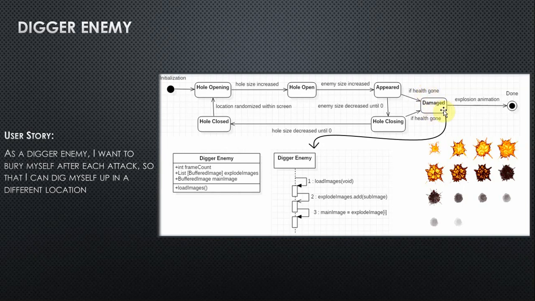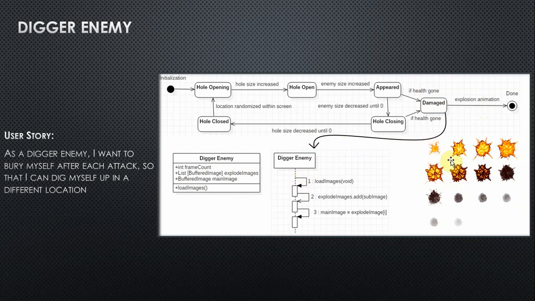And at that point, we will do the explosion animation, which is another thing I implemented. I used this sprite sheet right here for the explosions. It's 16 images. So we call the load images function. Load images takes these images and places them into a list of buffered images called explode images.